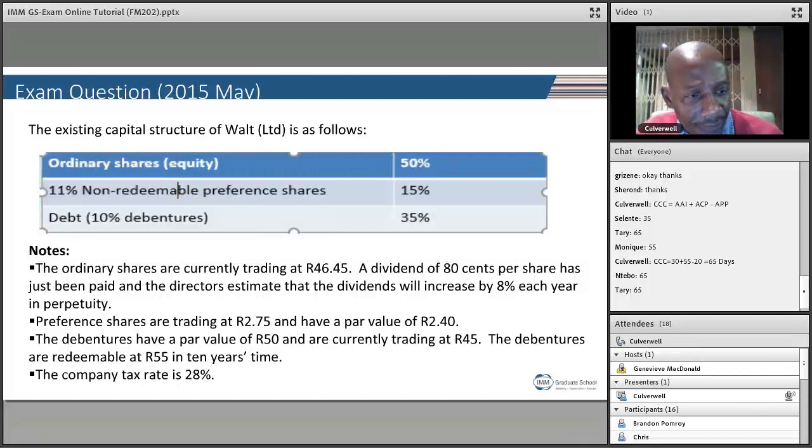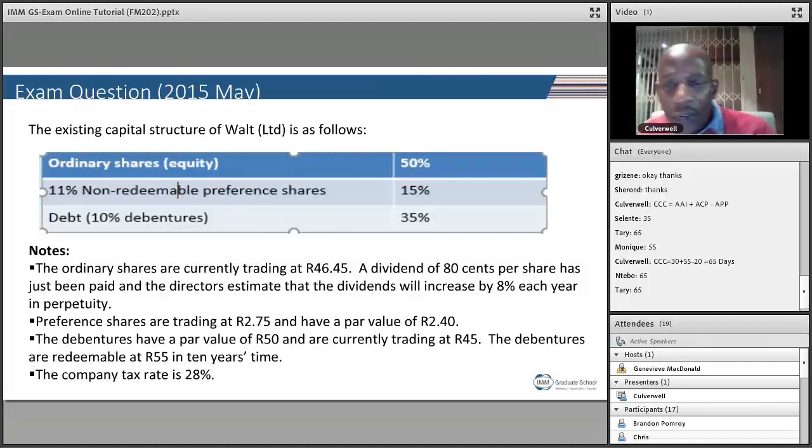And then number 3, the debentures have a par value of 50 Rand, which is the nominal value. And they are currently trading at 45 Rand, P0. The debentures are redeemable at 55 Rand in 10 years' time, which is your future value. Since these debentures, which are a source of debt funding, are redeemable, you're supposed to use the annuity concept, which we refer to as your time value of money concept. The company tax rate is 28%.